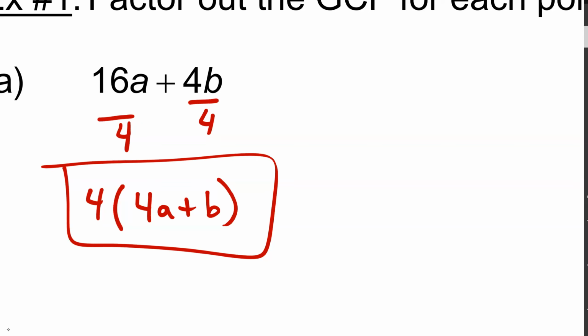It's the opposite of distributing, right? When we factor it out, it's kind of like we're putting it into a form where you could distribute it. And the trick is, if you distribute this back, you should get where you started. If you distribute the 4 back in, you should get back to where you started.